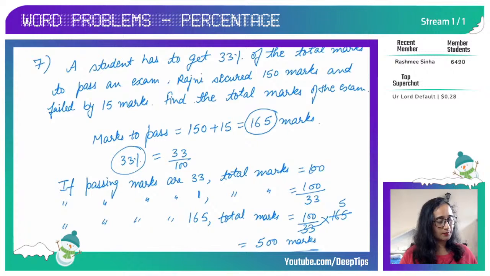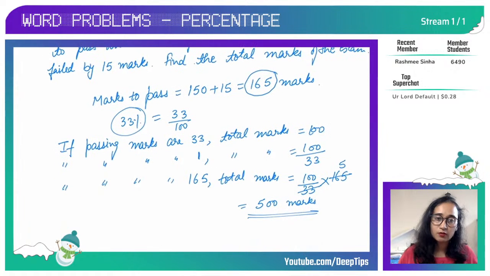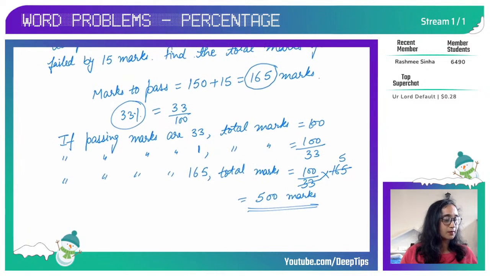Okay, that is 33/100. So then I use this unitary method. If passing marks are 33, total marks are 100. If passing marks are 1, total marks are 100/33. And if passing marks are 165, total marks are 100/33 into 165. So here my total marks of the exam are 500, out of which 165 are the passing marks. So I hope everyone is clear with this question.